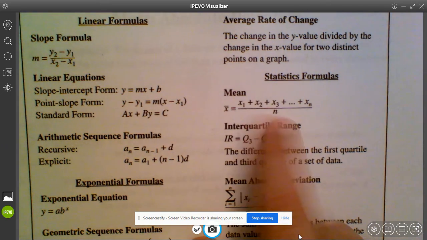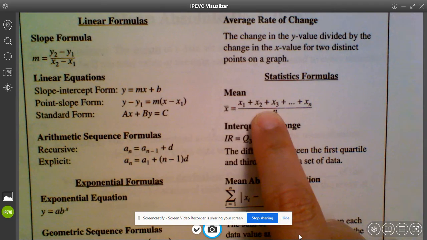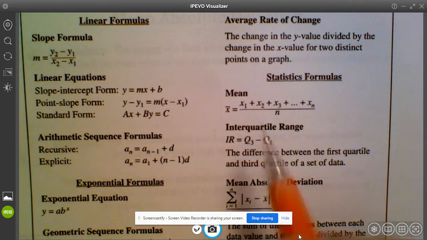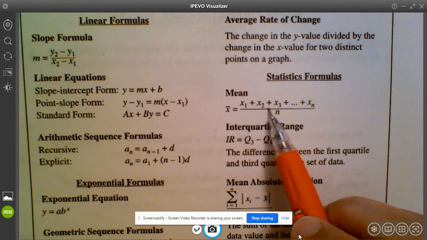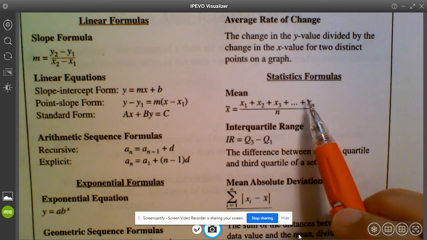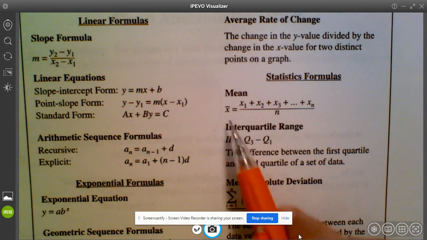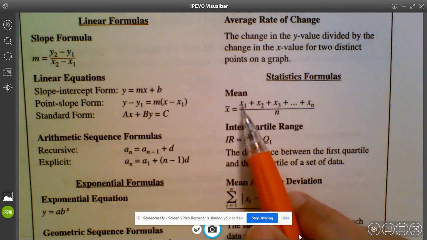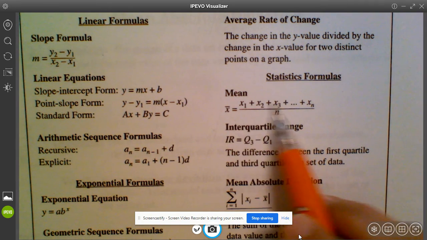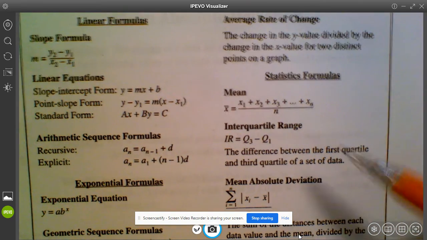That's what this is. So remember when we talked about sequences way back, we said the subscript represented the position. So I want you to think of this as the first term plus the second plus the third plus the fourth number plus the fifth number plus the sixth number plus the 10th number, if there are 10 numbers, and then we divide by 10. So X bar represents the mean. So you're going to add up all of your numbers and divide by the number of numbers.